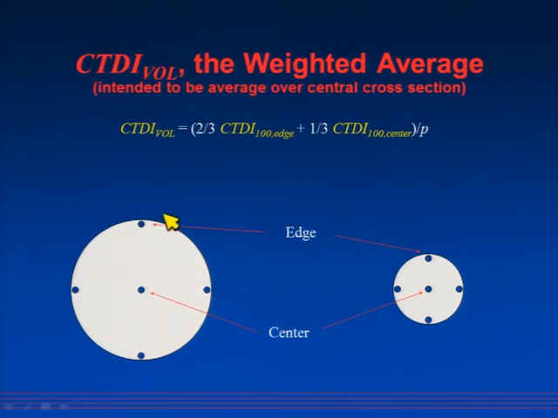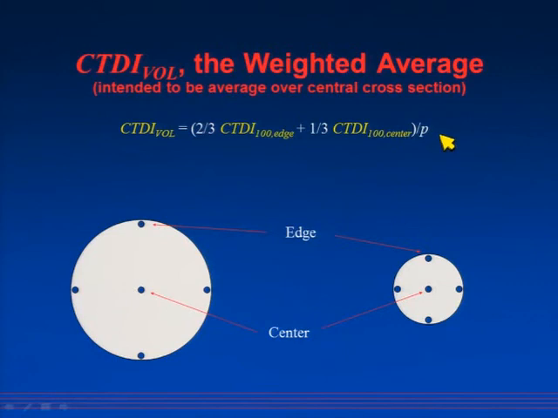So, what is the weighted average? The weighted average is when we take CTDIvol and we take that equal to 2/3 CTDI100 measured at the edge and 1/3 CTDI100 measured at the center. This turns out to be a reasonably good approximation of what you would get as an average over the whole area.